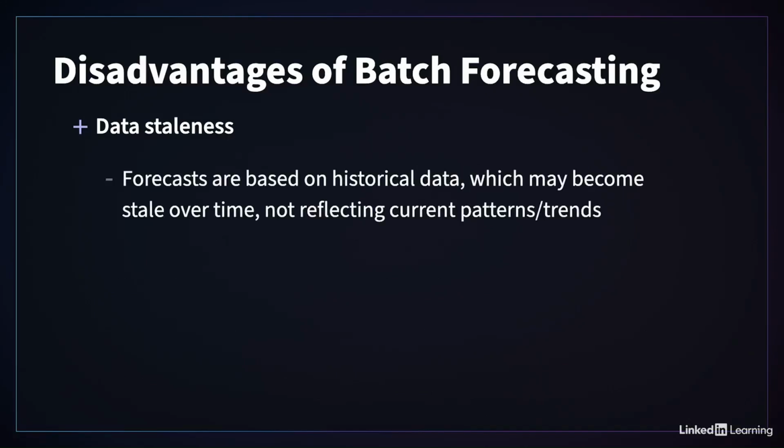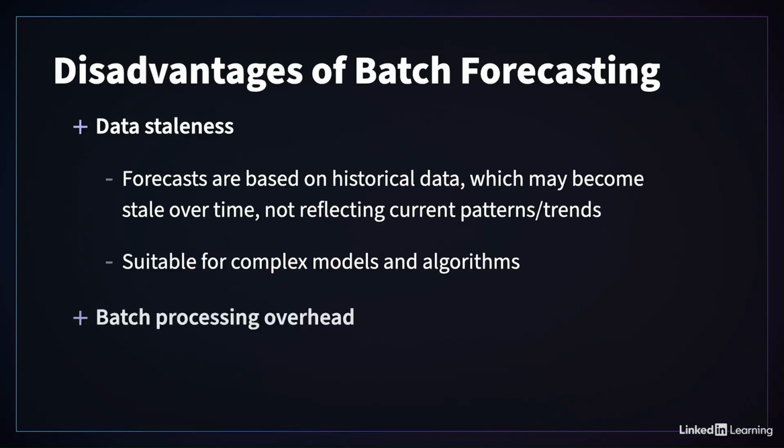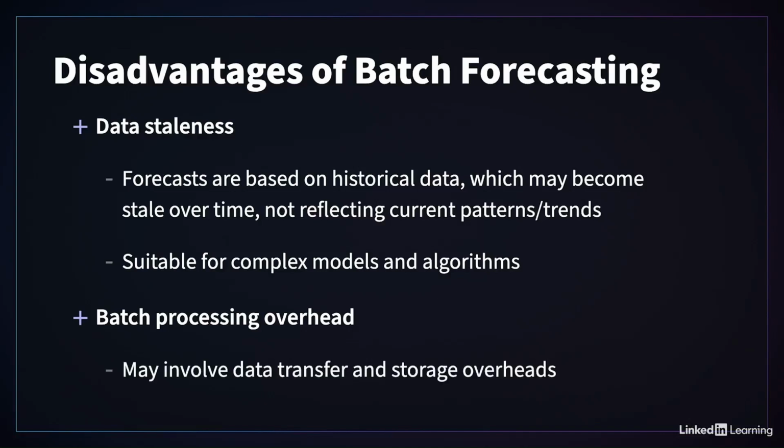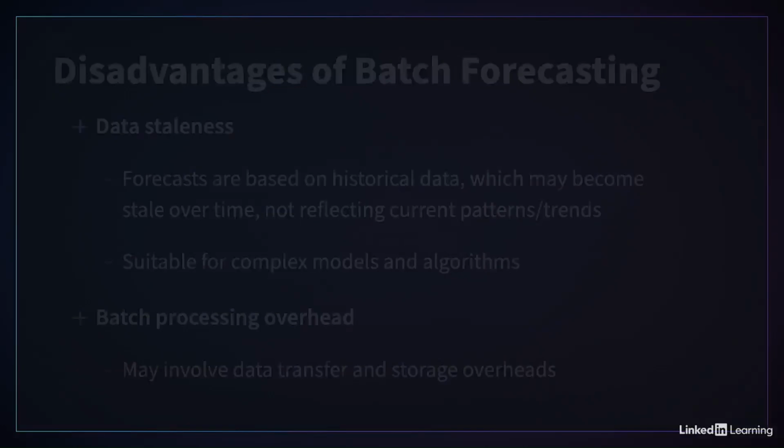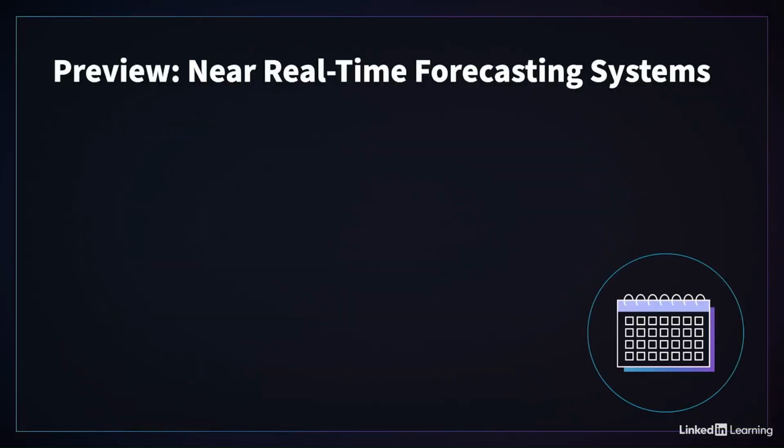So this means the forecasts are based on historical data which may become outdated over time and not reflect the current patterns or trends that are actually going on. And furthermore, batch processing generally involves data transfer and storage overheads because you have to move the data physically from the point where it's generated to where it's stored, typically in a data warehouse. Next, let's talk about near-time forecasting systems.